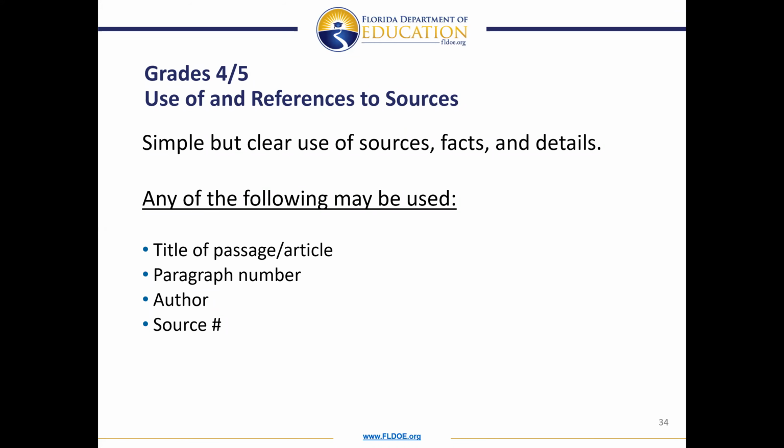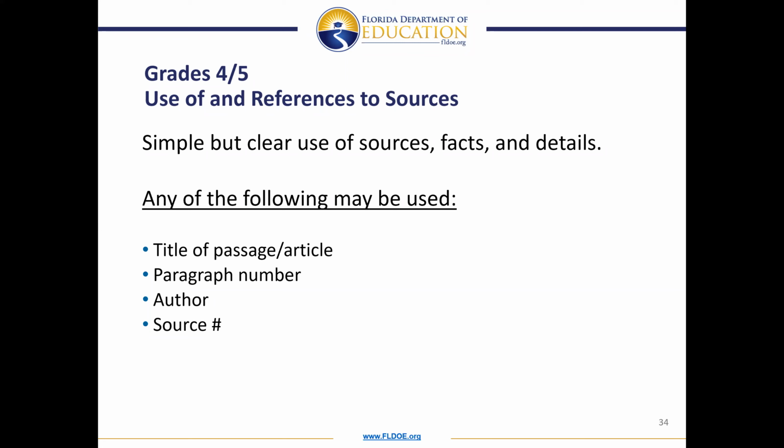So let's get into those referencing and citations. This is information directly from the Department of Education. In a 3 and 4 of evidence and elaboration, it does refer to the referencing of sources. We want to make sure our students know simple but clear ways to cite or reference their sources. So any of the following may be used. They can use the title of the passage or text, the paragraph number, the author's name, or the source number, because all of the sources will definitely be numbered on every FSA assessment. So whatever text 1 is, it will say source 1, and then source 2, and then source 3.